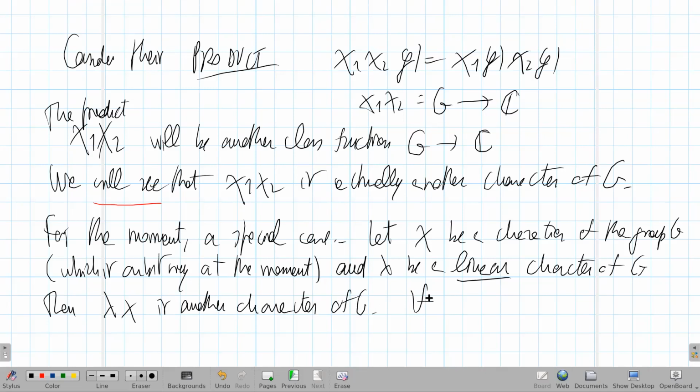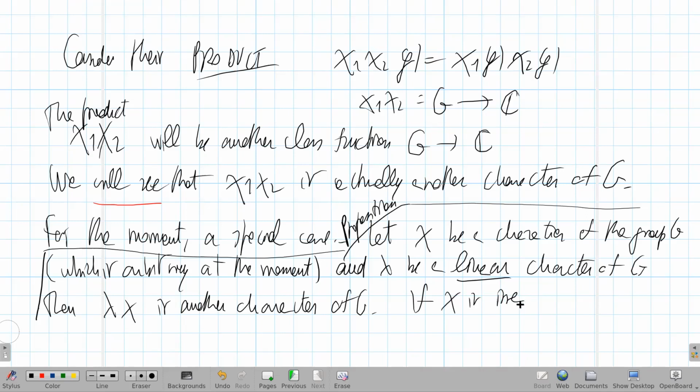Moreover, let's call it a proposition. The proposition starts here. Sorry, I tend to state everything as facts, but of course it's important now and then to make clear statements to be reused later. If chi is a reducible character, then so is lambda chi. Okay, good.